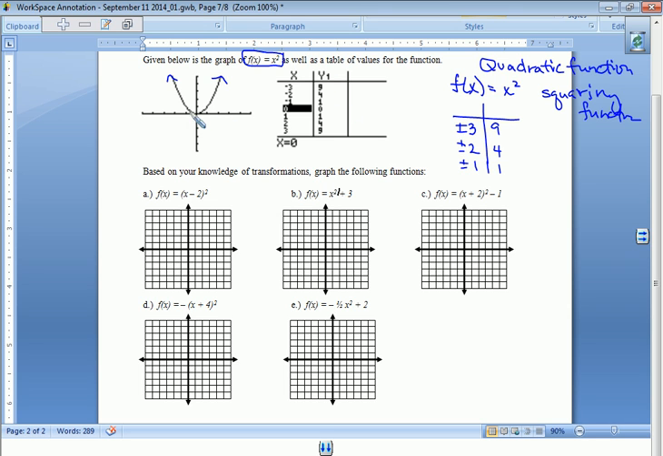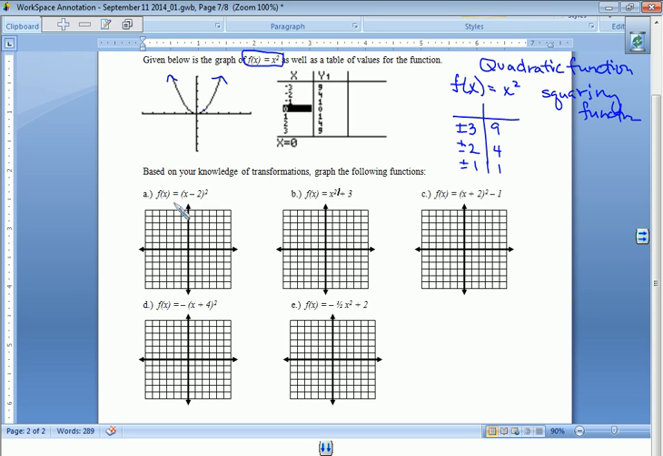And just like we found, if I started with my vertex here at 0, 0, if I move right or left 3, I would go up 9. If I move from this vertex out 3 units, I would go up 9, because positive 3 or negative 3 squared is 9. If I went right or left 2 units, 2 squared is 4. If I went right or left 1 unit, I'd go up 1 unit. 1 squared is 1. Negative 1 squared is 1. And that's how we form the parent graph.